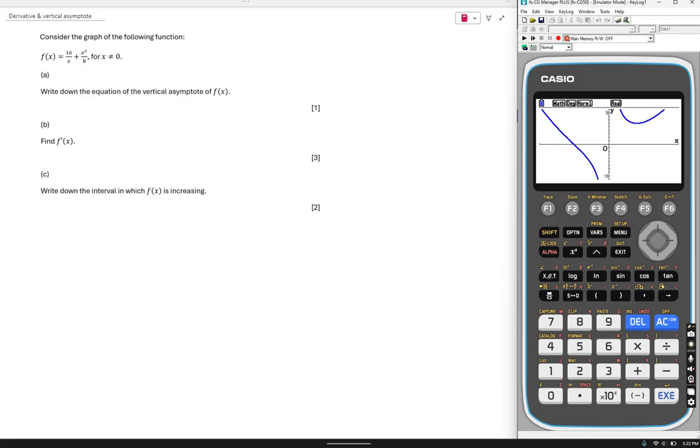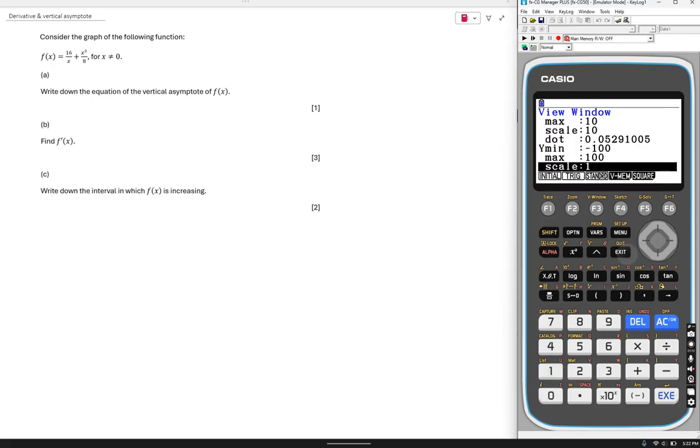You can't quite see, so let's change the view window. Let's change this to negative 100 and positive 100. Exit and draw that again. Okay, and you can intuitively see where the asymptote is, but let's be precise about it. So let's get our trace function, and you see where that pink little cursor is.